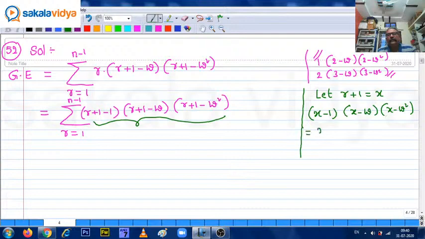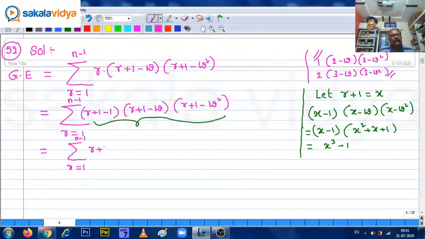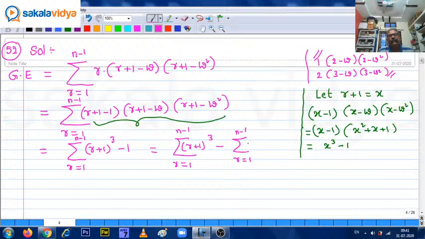So for your clarification, x minus 1 into the product of these two is nothing but x square plus x plus 1. It is one of the important algebraic identities. So x minus 1 multiplied by x square plus x plus 1 is x cube minus 1. So with the help of this, what does x stand for here? r plus 1. So this can be written now as sigma r is equal to 1 to n minus 1, r runs over from 1 to n minus 1. This product is r plus 1 whole cube minus 1. So we can split it as sigma r is equal to 1 to n minus 1 of r plus 1 whole cube minus sigma r is equal to 1 to n minus 1 of 1.